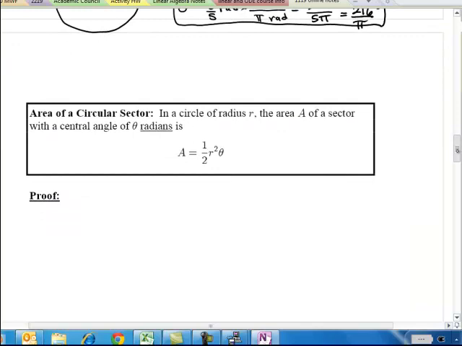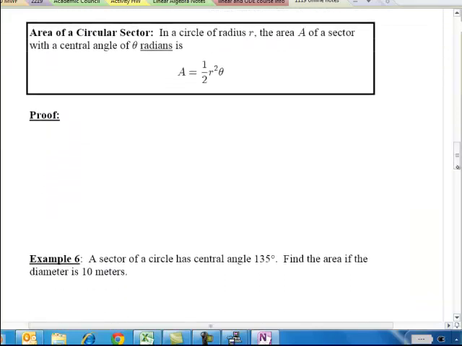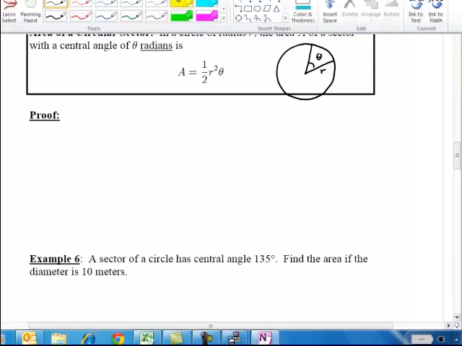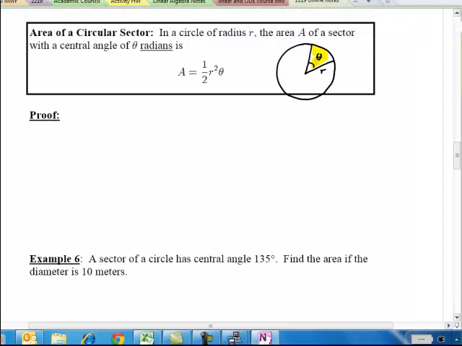Then, looking at a formula for the area of these circular sectors. Again, let's draw our picture. Again, this formula is only going to be good for angles given in radians. So if we've got that given radius and we've got that given angle, we want to find the area that's shaded. So the area for just that region would be 1/2 r squared theta.